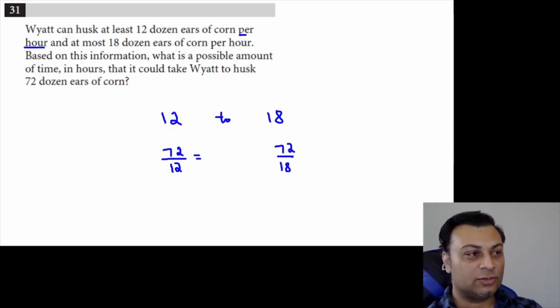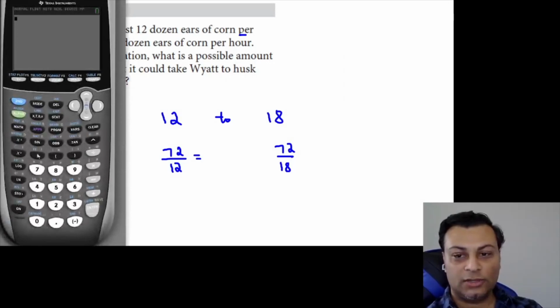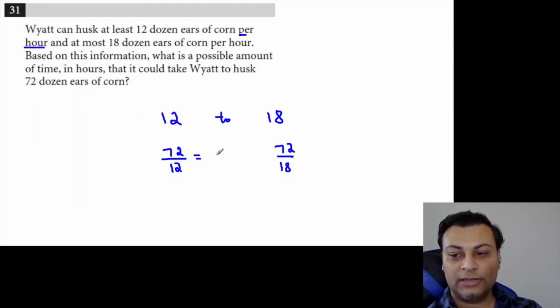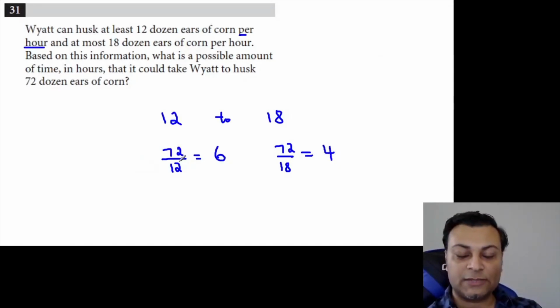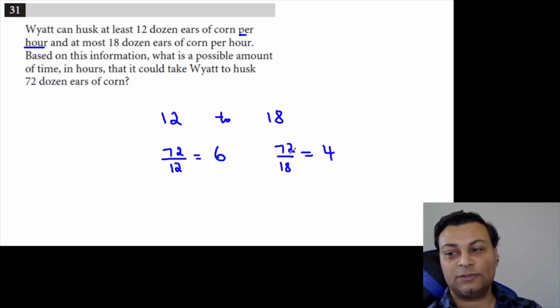And what are those numbers? So 72 divided by 12 and 72 divided by 18. 6 and 4. If he works at his slowest possible rate, it will take him 6 hours. If he works as fast as possible, it will take him 4 hours. So it will take him anywhere from 4 to 6 hours.